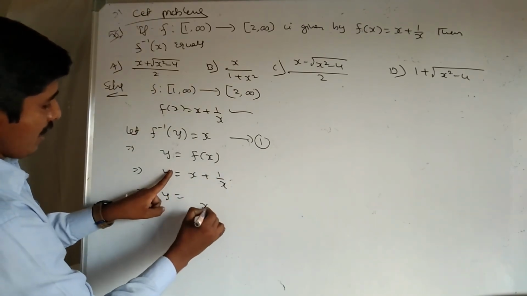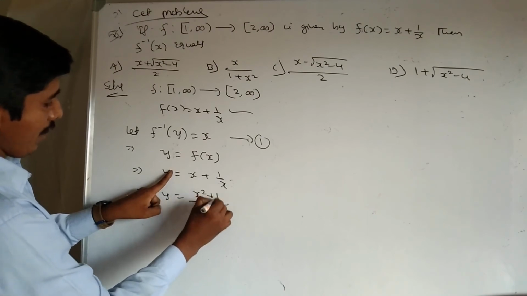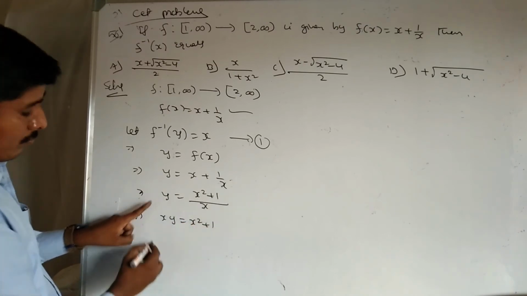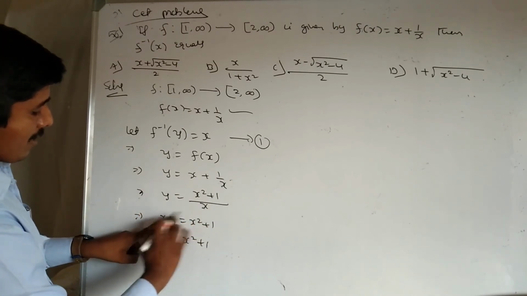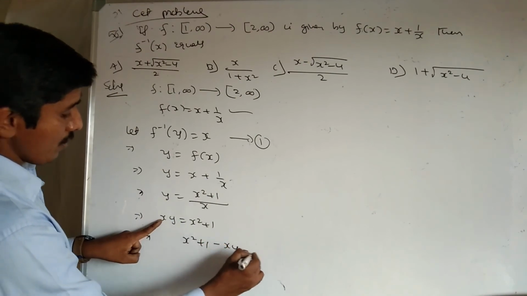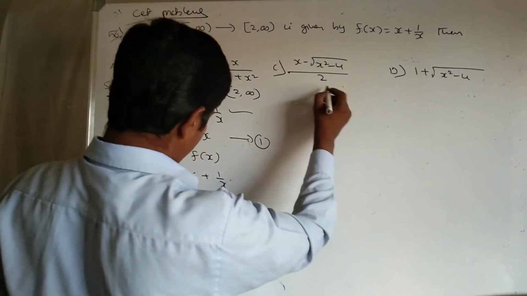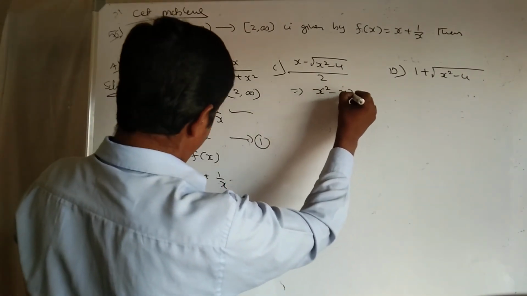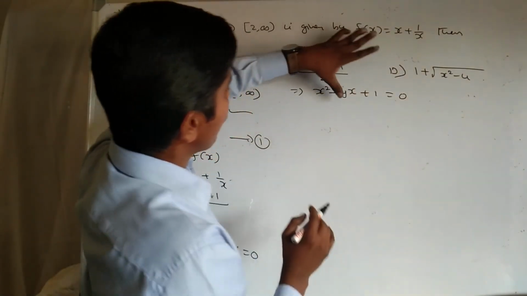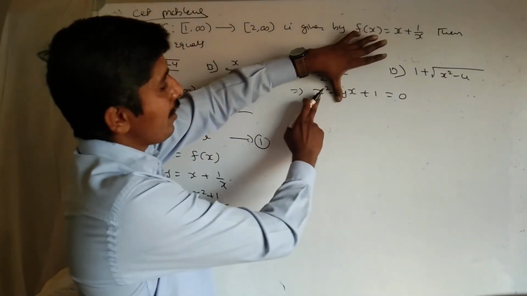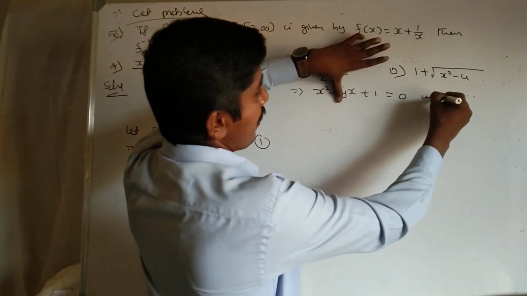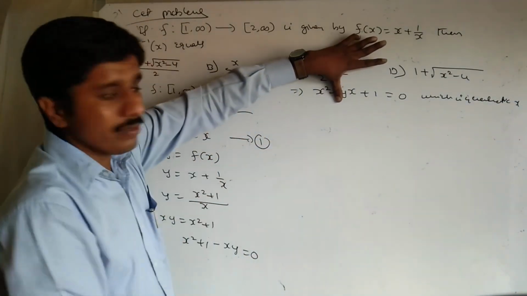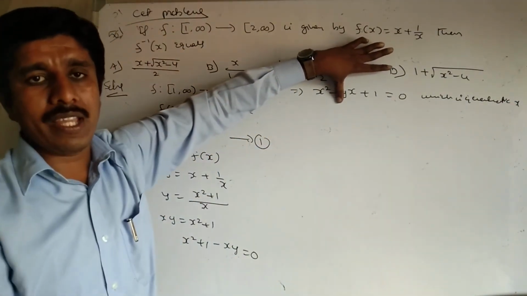Y equal to, taking the LCM, x square plus 1 divided by x. Cross multiplication: xy equal to x square plus 1. Taking it to the right side, x square plus 1 minus xy equal to 0. So x square minus yx plus 1 equal to 0. Clearly, we can treat y as a constant here, which is quadratic in x. Here we have to find the x value. Therefore, I am going to use the quadratic formula to find the x value.